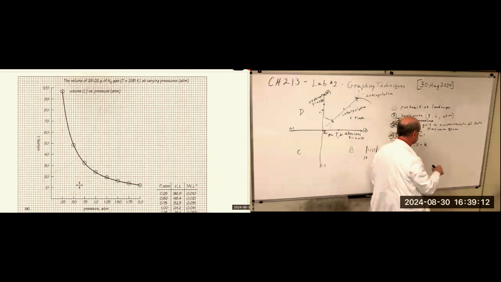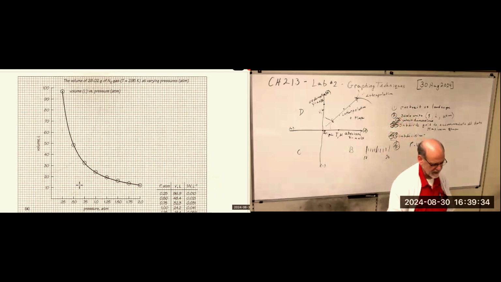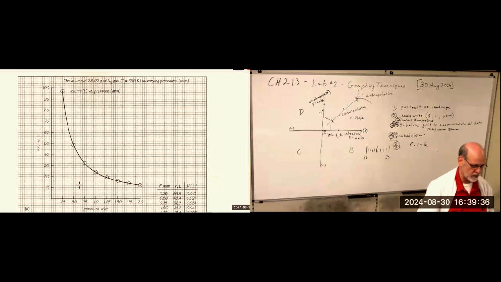Now, volume and temperature is a direct relationship. When the temperature goes up, the volume has to go up to make that constant. But that gives us a straight line, whereas this one gives us a curve. And scientists hate curves. We use them when we have to.